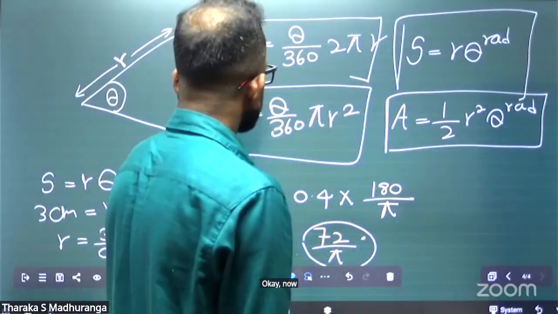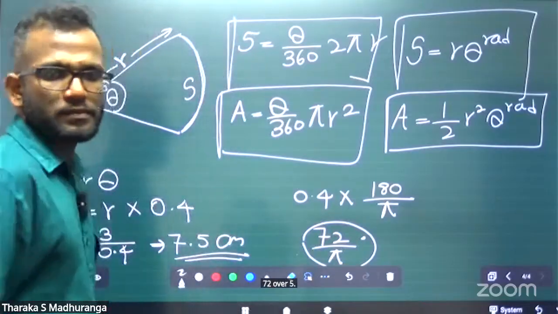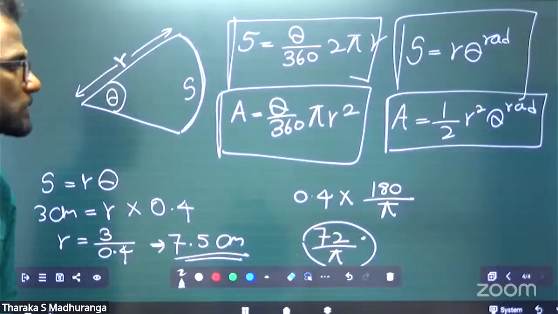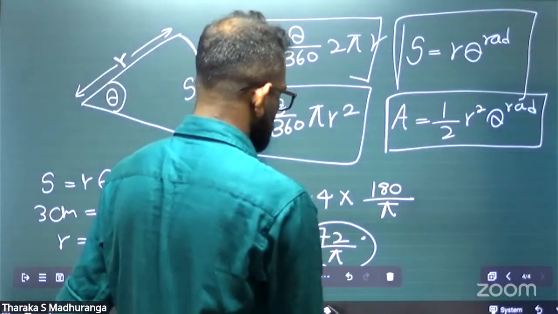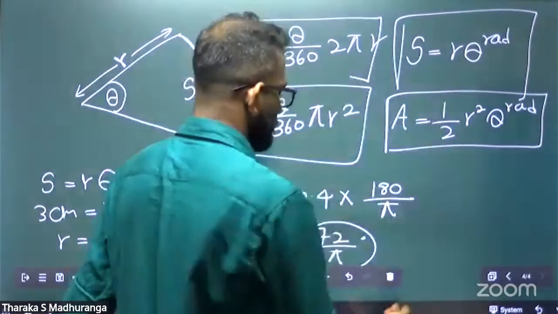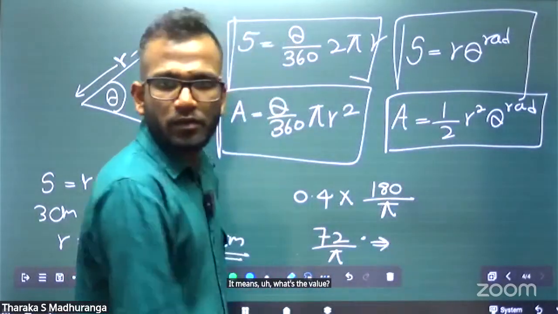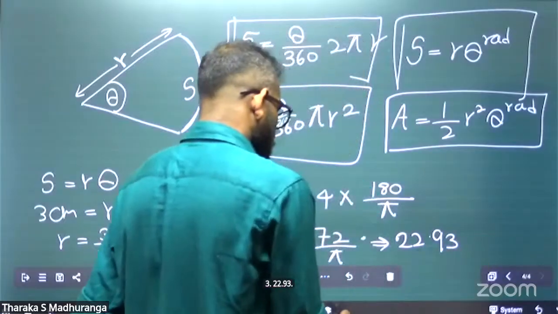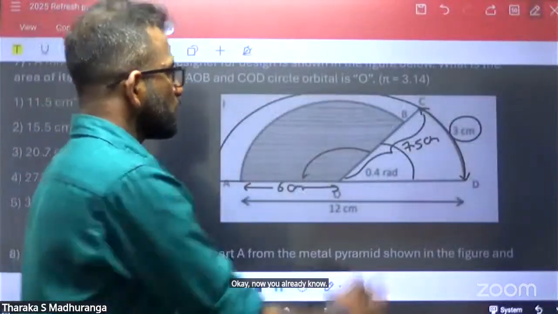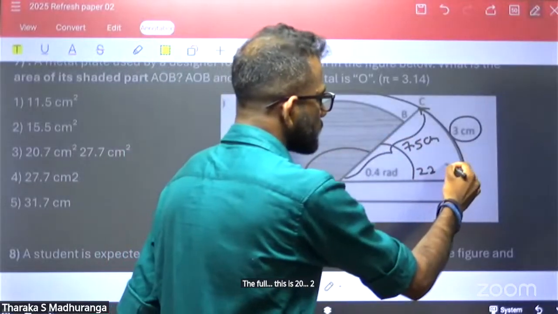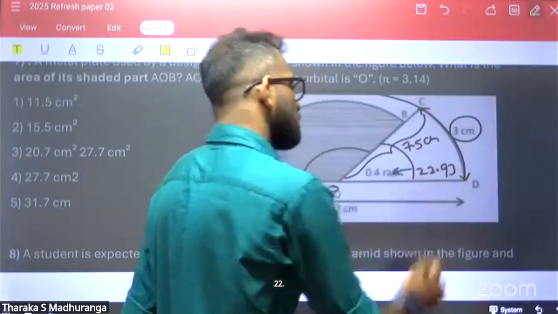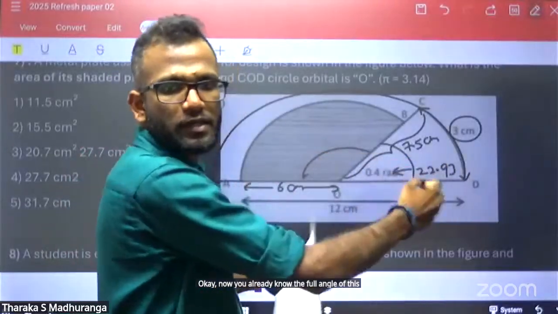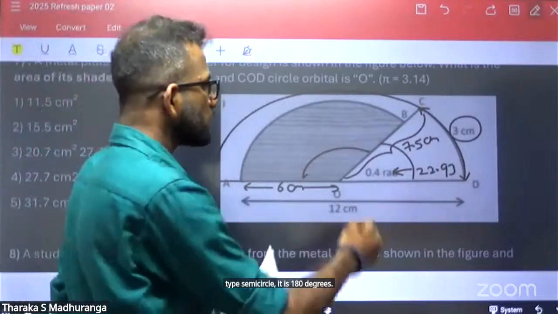Okay, now 72 over 3.14. What's the value? It is 22.93. This angle is 22.93 degrees. Now you already know the full angle of this semicircle is 180 degrees. So what is this angle?